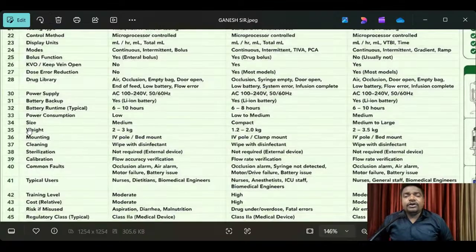Next, see here, 34th point, size. When it comes to the feeding pump, medium. When it comes to the syringe pump, compact. When it comes to the infusion pump, medium to large.